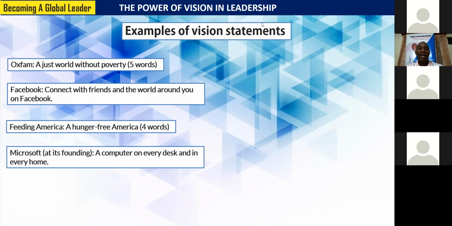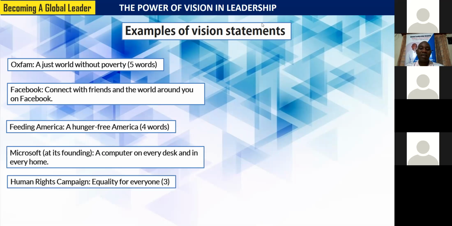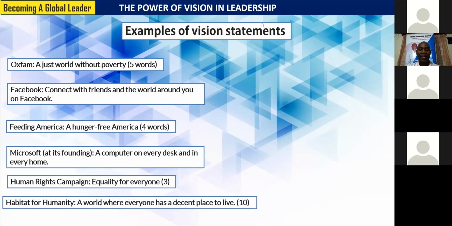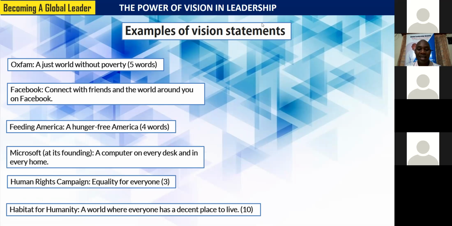Feeding America, a hunger-free America. A hunger-free America, can you be able to visualize that? And is it inspirational? Microsoft, a computer on every desk and in every home. Human rights campaign, equality for everyone. Habitat for Humanity, a world where everyone has a decent place to live.